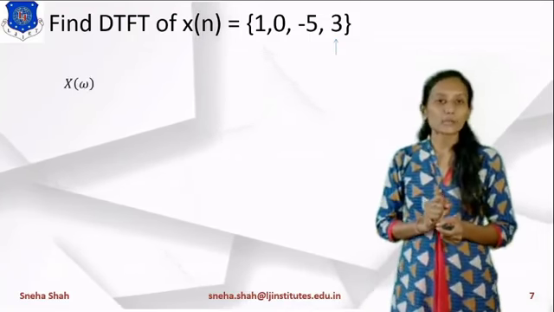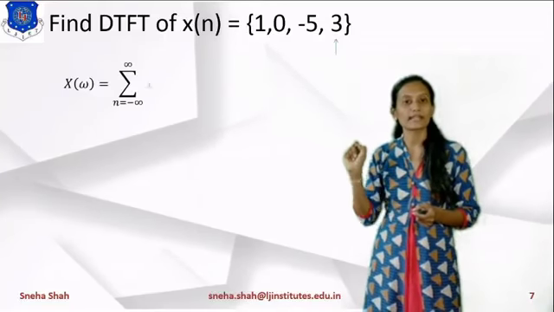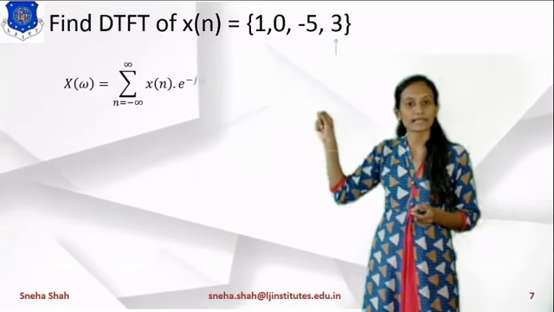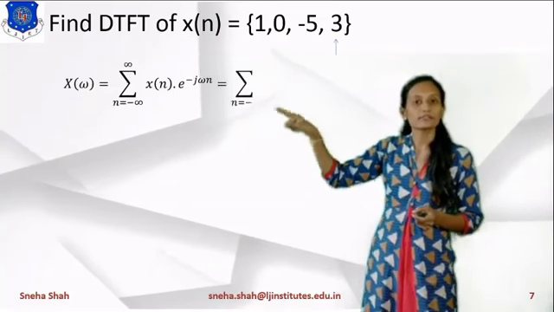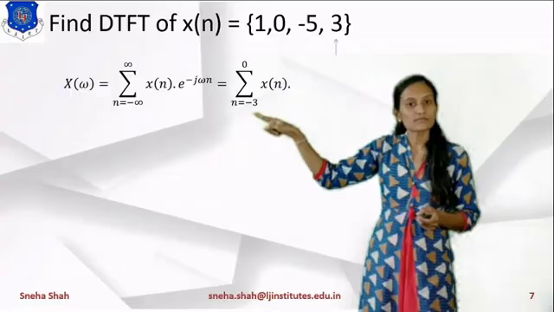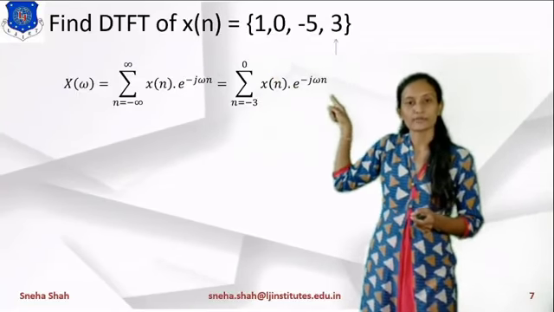So starting with the equation of DTFT, we write X of omega equals summation n equals minus infinity to infinity x of n into e raised to minus j omega n. In this, the range is given to you like this: n equals minus 3 to 0. So the range will be n equals minus 3 to 0, x of n e raised to minus j omega n.